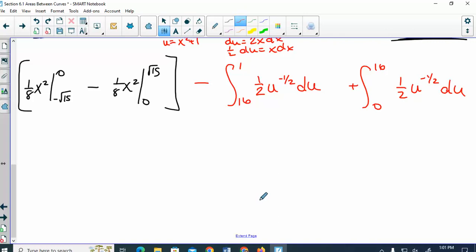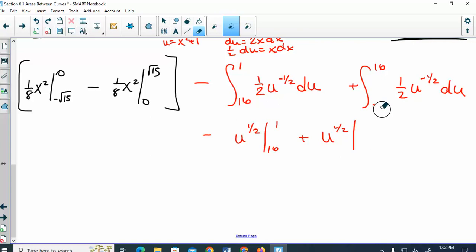You guys still with me? Okay. Let's go ahead and just finish these intervals here. What is the antiderivative of u to the negative 1/2? This would be a u to the 1/2. Whoops. This should be a 1, shouldn't it?